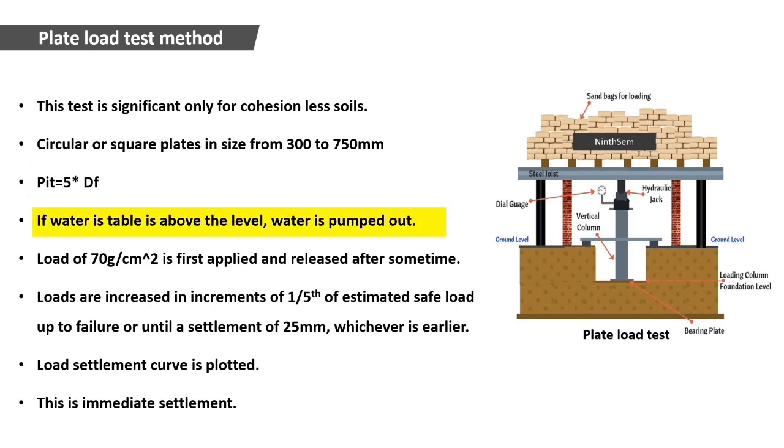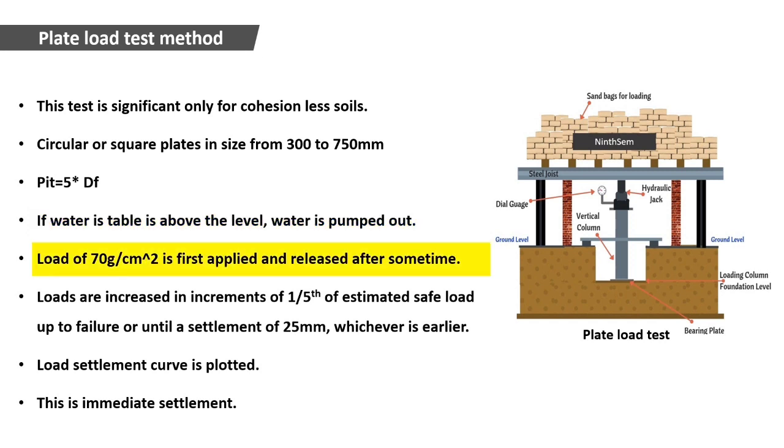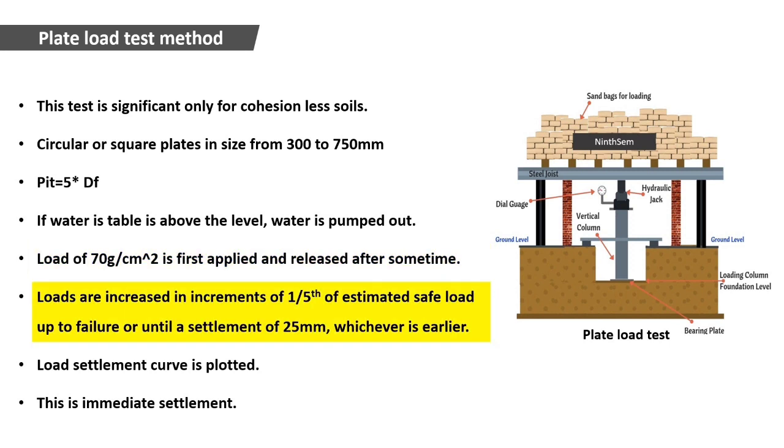If the water table is above the level, water is pumped out. It means we take a level. If the water table is above, then we pump it out. Okay. Now load of 70 gram per centimeter square is first applied and released after some time. Loads are increased. Now we will increase the loads in the increment of 1/5 of the estimated safe load. Whatever the estimated safe load, we will increase the value of loads by 1/5 each time.